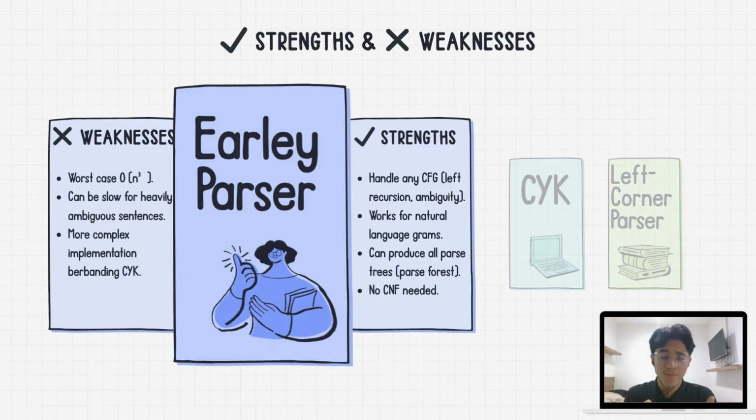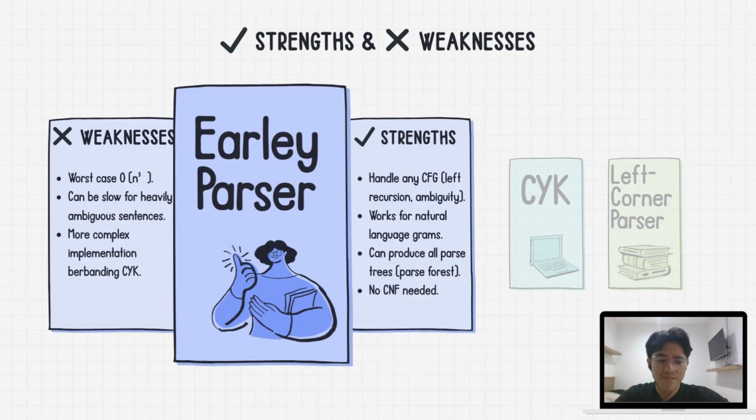So what about the weaknesses? The first weakness of the Earley parser is that the worst-case time is O(n cubed). It can be slow for very ambiguous sentences. The next one is a more complex implementation compared to simpler parsers like CYK. The last one is that performance drops when the grammar has a lot of ambiguity or many predictions.